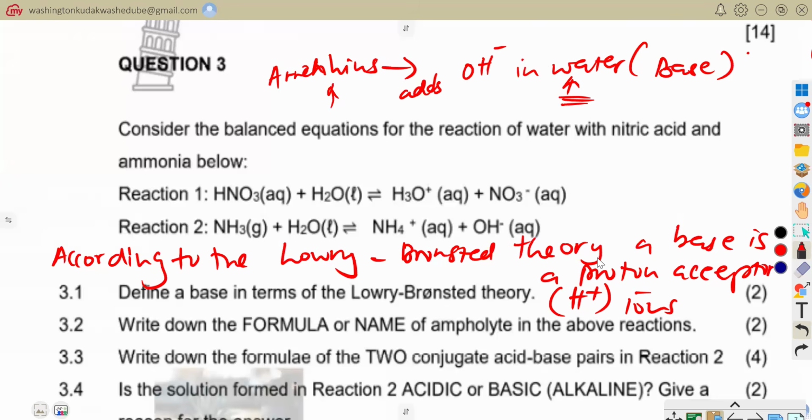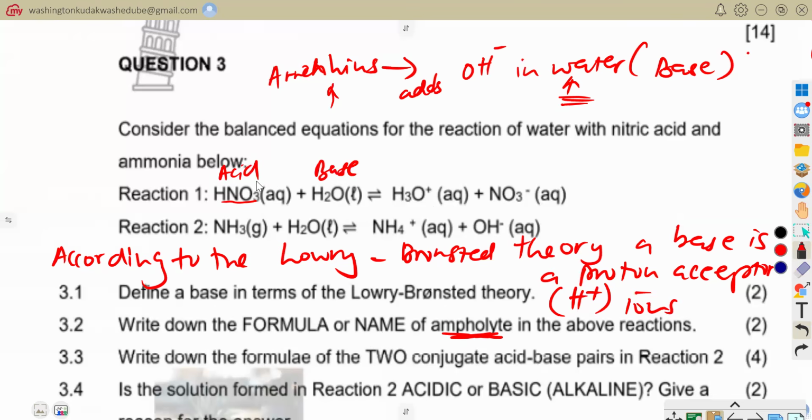A base. And then now they're saying, write down the formula or name of the ampholyte in the above reactions. What is an ampholyte? An ampholyte is a substance that can either act as an acid in one reaction or act as a base in a different reaction. So we can see that here we have nitric acid, it is a base. And then our water, it is an acid. Sorry, I interchanged there. Our nitric acid is actually our acid, and then this one is a base.